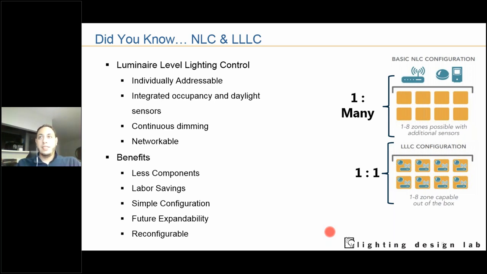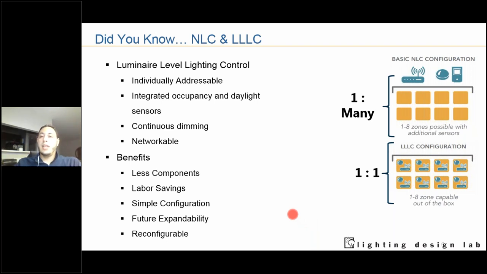As you can see, the benefits are listed out for luminaire level lighting control devices. With fewer components come more savings, and there are fewer components to install. You can easily reconfigure the settings. You don't need to get into the ceiling to switch wiring and all this good stuff.